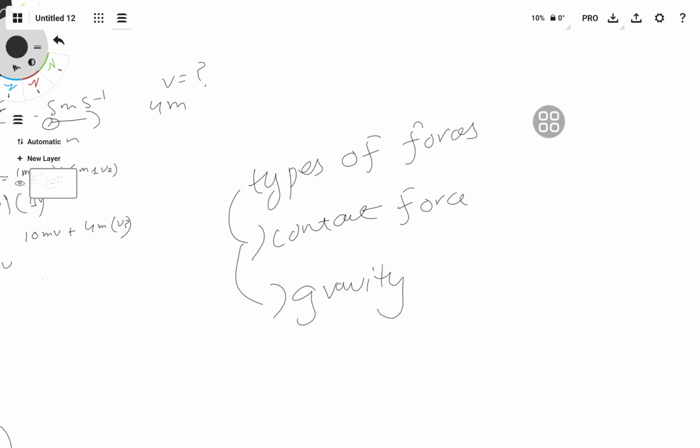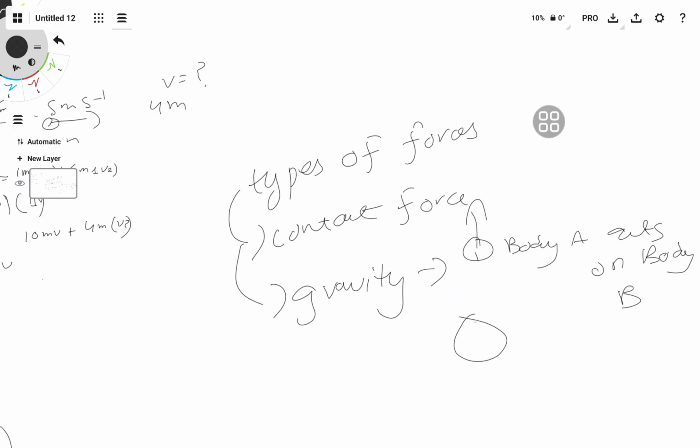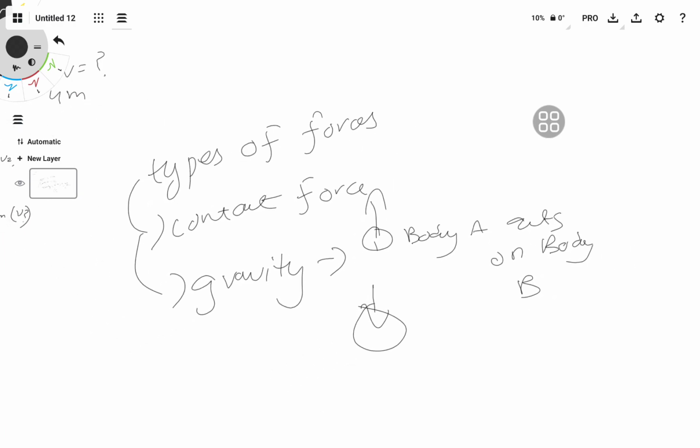Then there's gravity. In Newtonian physics, if body A acts on body B using gravity, like body A is a ball and this is the Earth, the ball will act on the Earth like this and the Earth will act on the ball like this. The force is directly proportional to mass, and inversely proportional to distance.